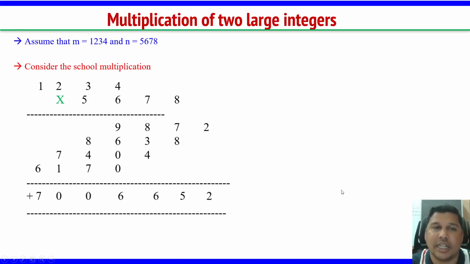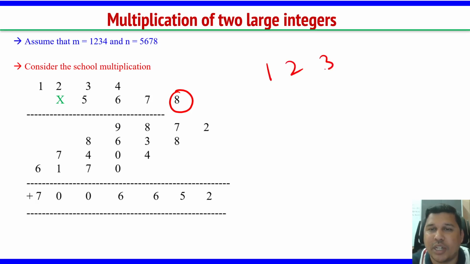Multiplication of two large integers. So, this is just an example to explain how multiplication generally happens as per the school multiplication you have studied. What we generally do is take this number 8 and multiply it with all other numbers and write the result here, right.